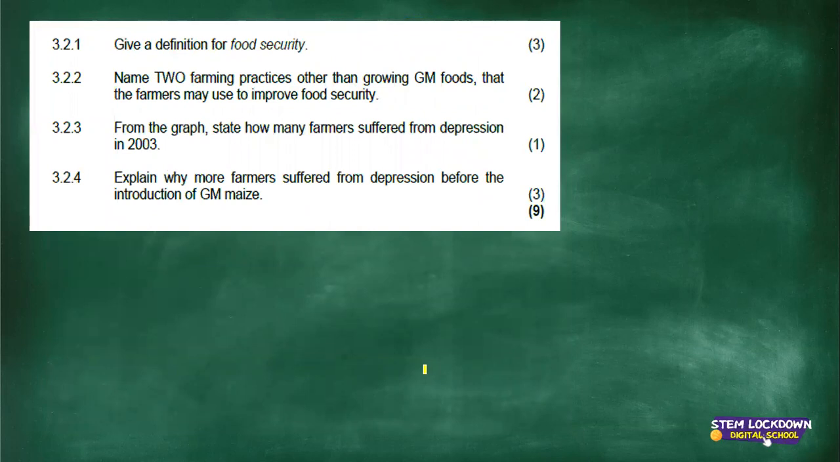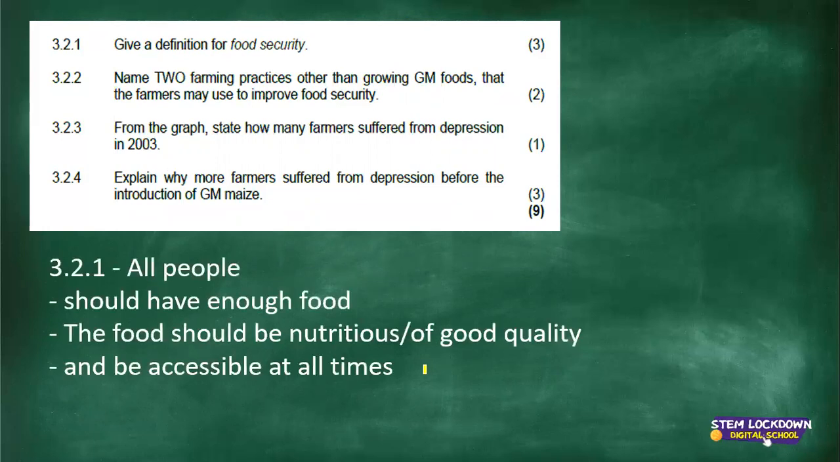Okay, firstly, before we start, there's question 3.2.1. Give a definition for food security. What is food security? Food security is a term whereby all people should have enough food. The food should be nutritious or of good quality and must be accessible at all times. That is food security. When we speak of food security, we are saying all people have access to food, and that food is nutritious, of good quality, and accessible at all times.